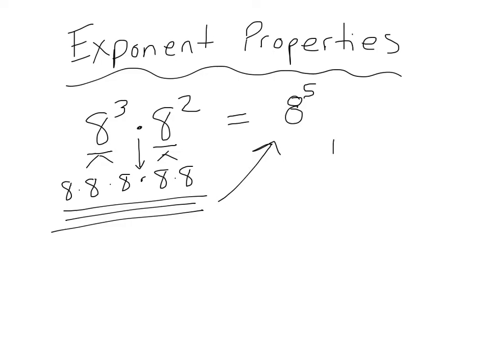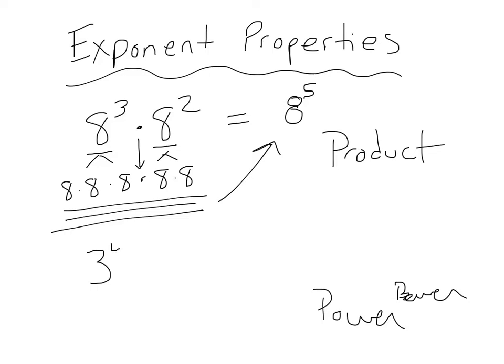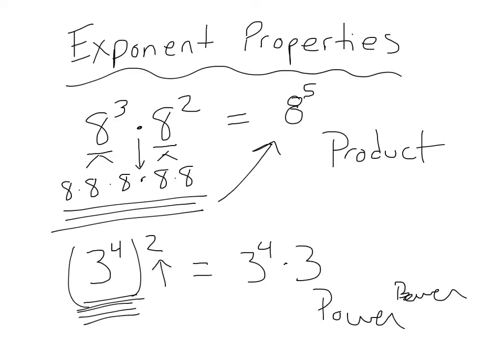Now, be careful. This is the product of powers. And you have powers to a power. What? Power to power? That's crazy. Let's see what that looks like. If you have 3 to the fourth to the second, you've got something like 3 to the fourth. What you've got in parentheses here is what you've taken twice, with multiplication in between.